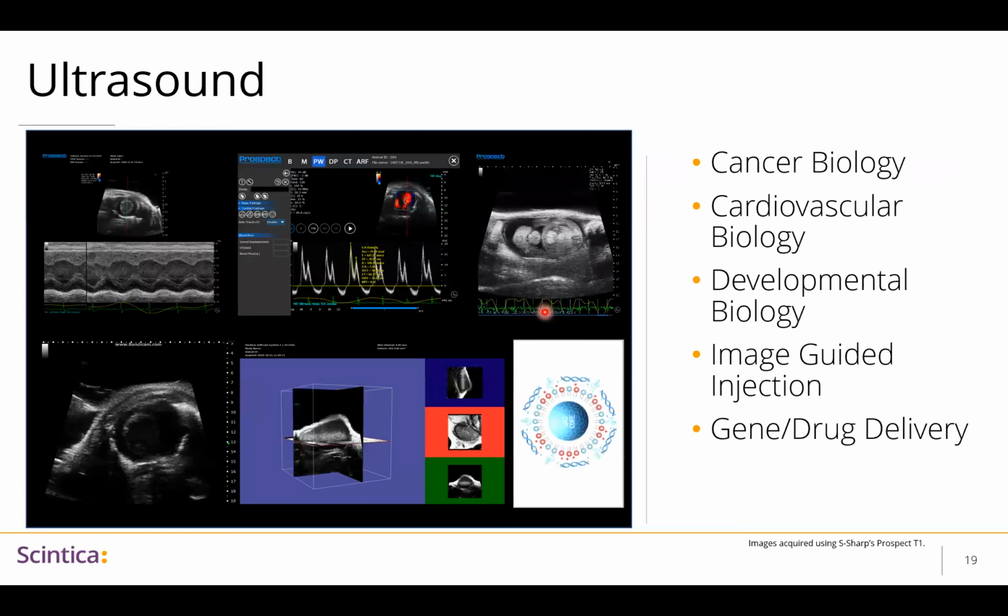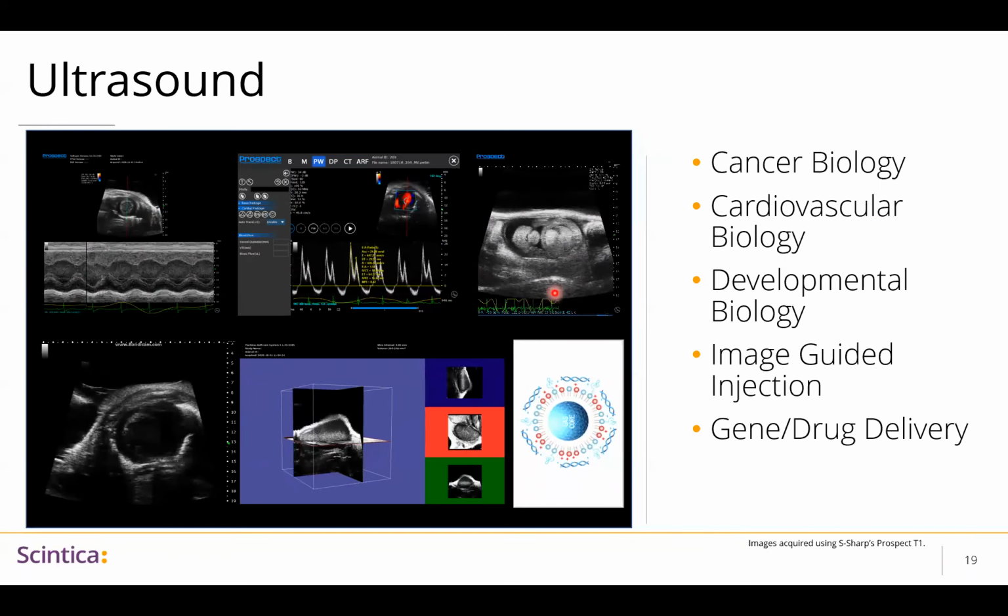So these are some example images. So here we're looking at cardiac function, typical M-mode image, where we're able to image the motion of the heart over time and look at systolic function. We have Doppler capabilities, which allow us to look at blood flow over time. And here we're looking at diastolic function in the heart.